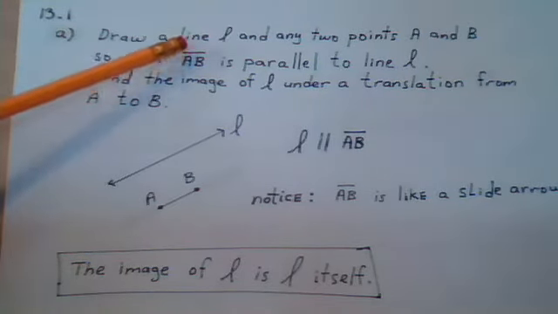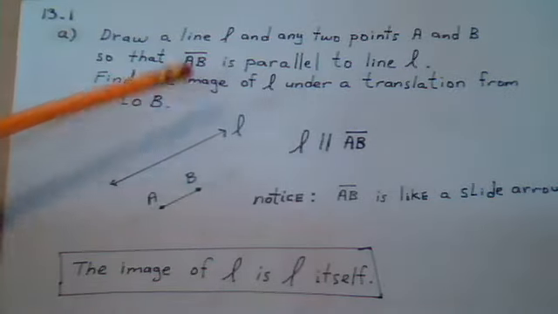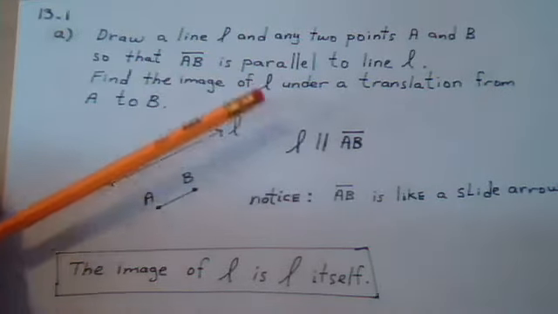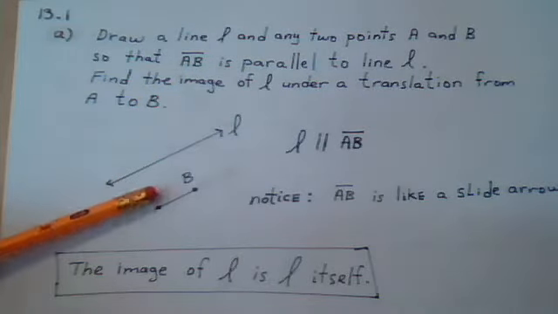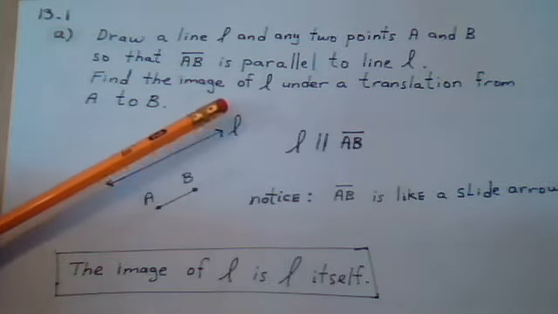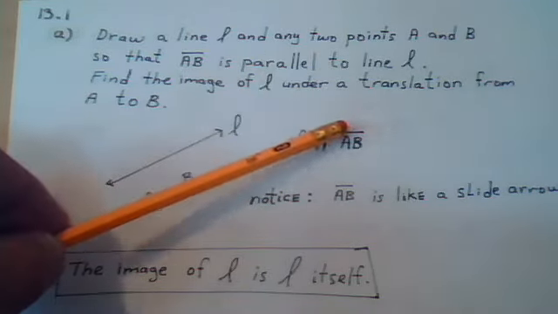so that line segment AB, so you connect these points to make a line segment AB, is parallel to line L. So these were drawn such that line segment AB is parallel to line L. So L is parallel to line segment AB.